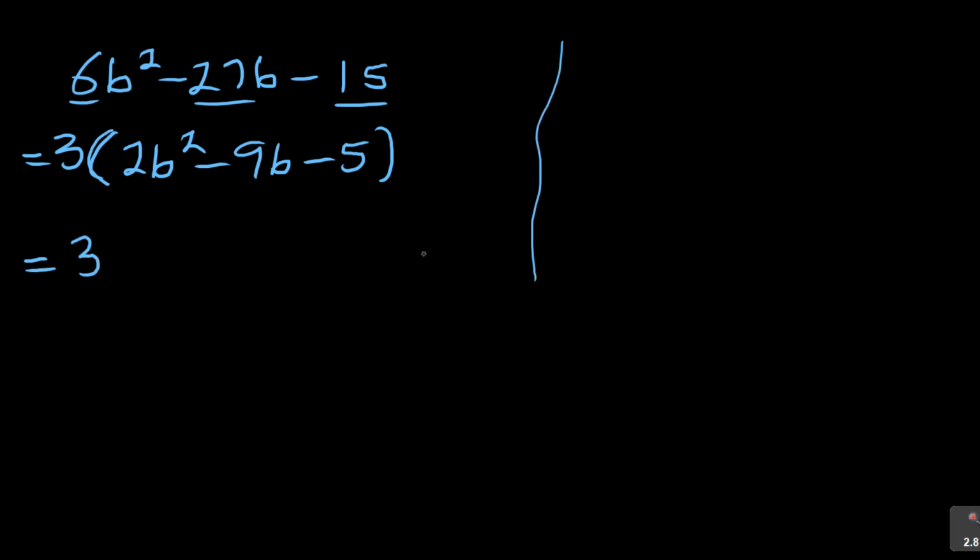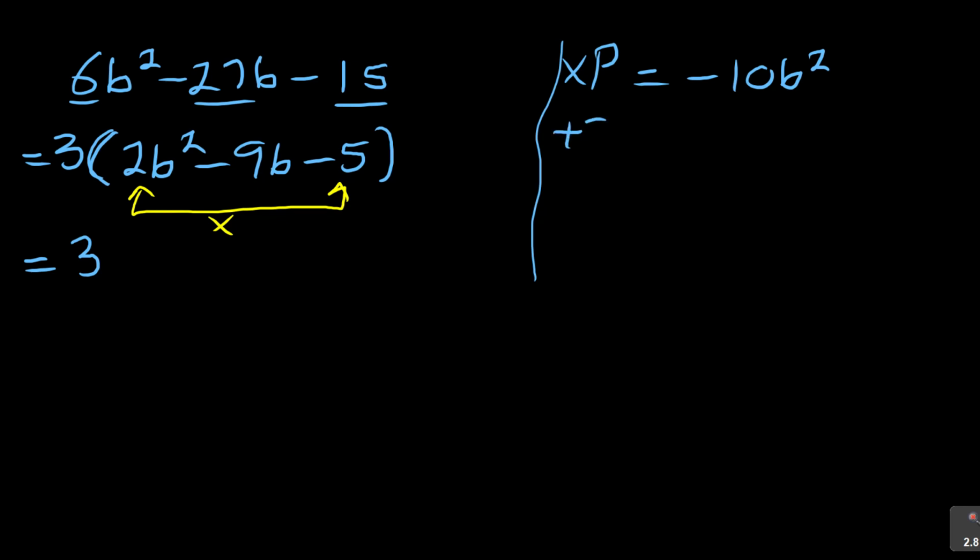Then from here I usually say you can use the product sum method. Product, what does it mean? Product means times. It says multiply these two, the first and the last. What do you get when you multiply them? So that's the product. It will be 2 times negative 5, which is negative 10b squared. And then the sum is this number in the center. What is that number? The sum is equal to negative 9b.